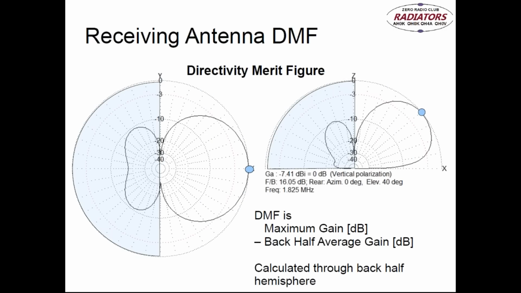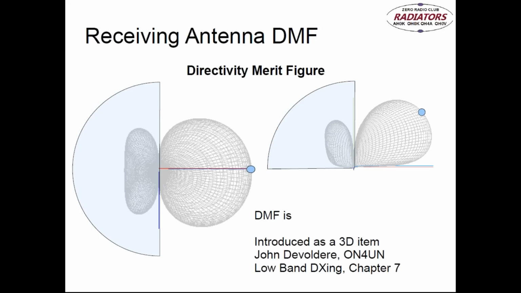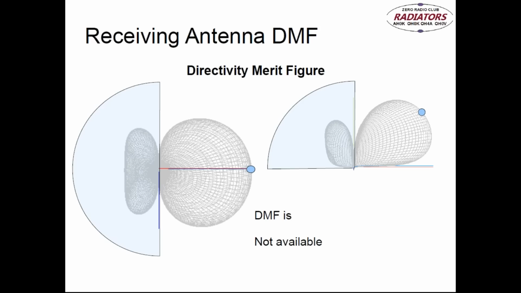Then something new. Directivity merit figure. So DMF is maximum gain minus back half average gain. We are omitting now what is in the front. So we are calculating the back. We're taking on the minus side only this back half, and we are averaging that out. It's calculated through the back half hemisphere, and it's compared to the maximum gain. And this is a true 3D item, and this has been in ON4UN, John Devoldere's book, in the same chapter as the RDF is. So these are closely related, but I haven't seen this DMF available anywhere, but it is in this presentation. I'm going to show some, let's say, surprising figures on how these two are going to relate to each other.